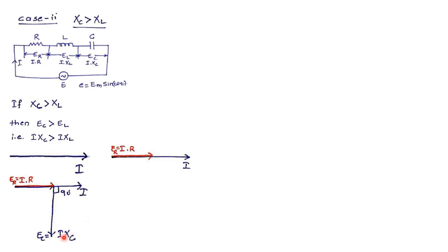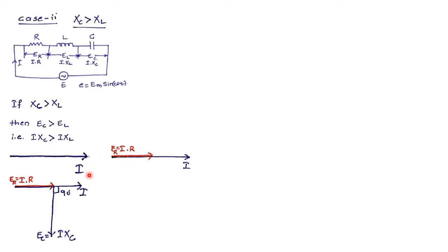We have taken EC first. The same explanation will hold good. Current I will be flowing through C, creating a voltage across C to be EC, and with respect to the capacitor, current will always be leading the voltage by an angle 90 degrees. So current I is leading the voltage EC by an angle 90 degrees. Therefore, EC will be lagging behind the current I by an angle 90 degrees.